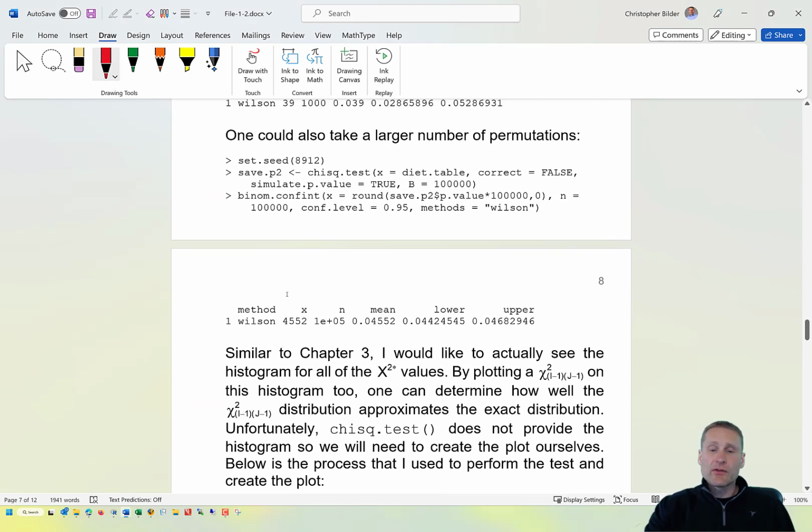Now, what if you use a larger number of permutations? Well, how about we use 100,000 instead? I could do the exact same process, find a confidence interval for it. So using 100,000 permutations, I get 0.04552 as my p-value. If I wanted to find a Wilson confidence interval for that, I get 0.044 to 0.047. Notice how much narrower that confidence interval is. Why? Well, because I have a larger number of permutations. In other words, a larger sample size.